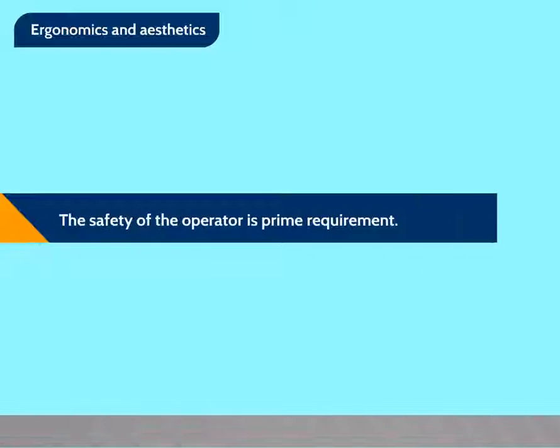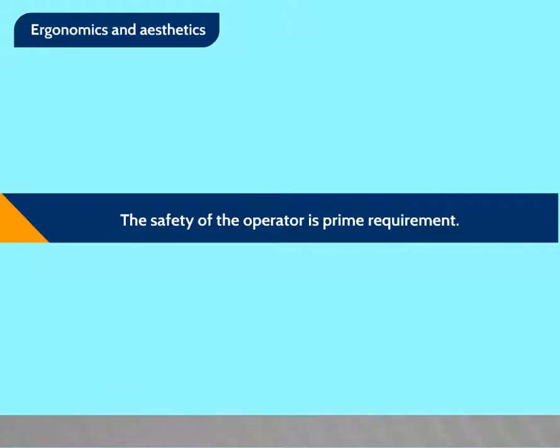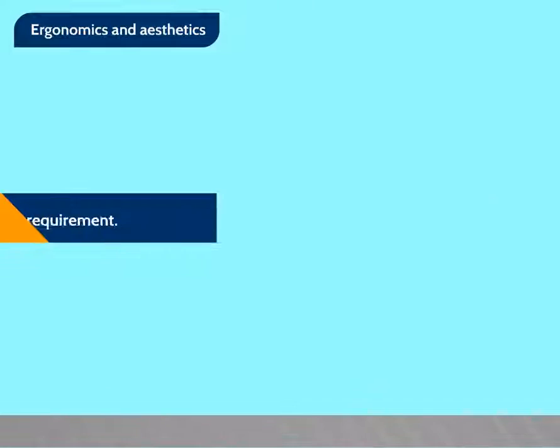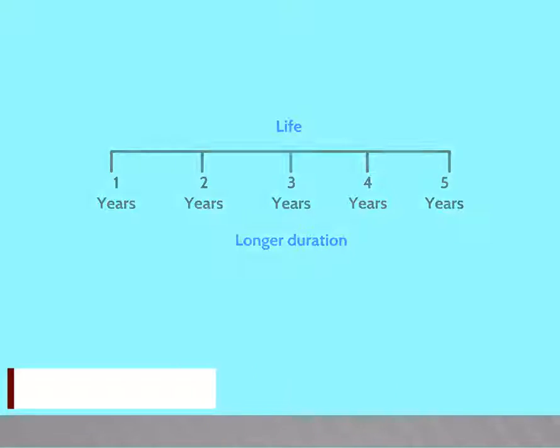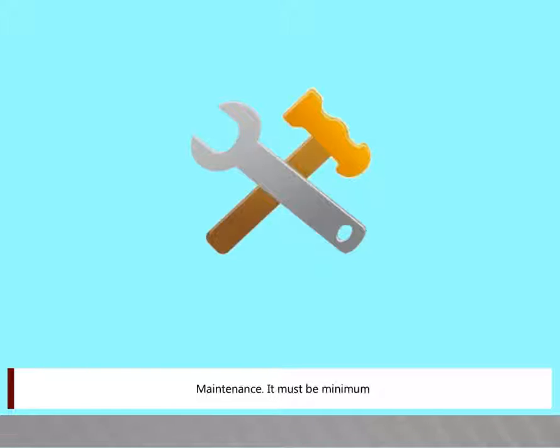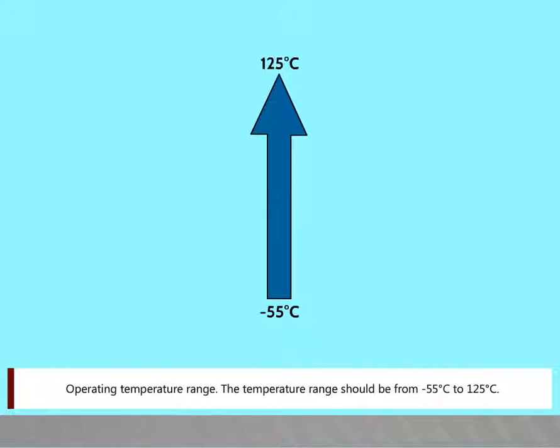Ergonomics and aesthetics. The safety of the operator is prime requirement. Life. The product must work for longer duration of time. Maintenance. It must be minimum. Operating temperature range. The temperature range should be from 55 degrees Celsius to 125 degrees Celsius.